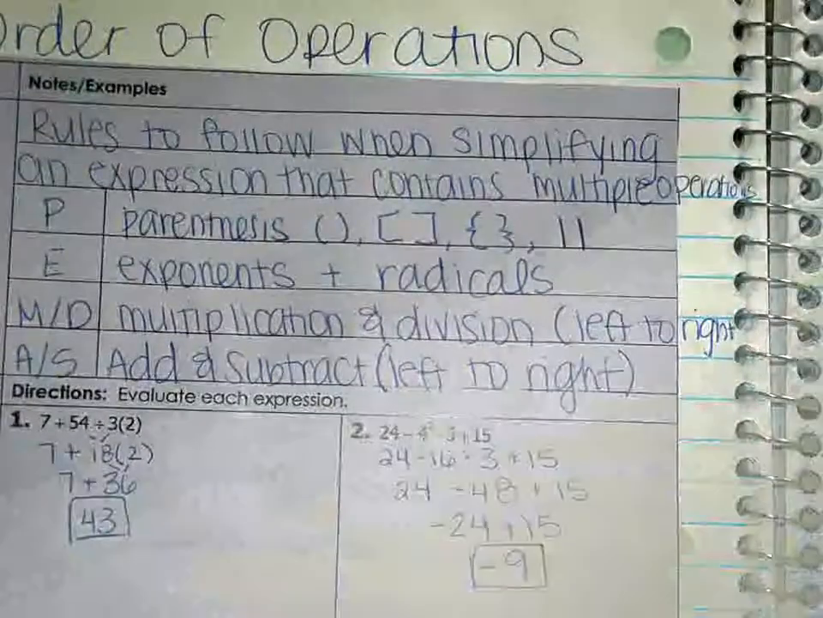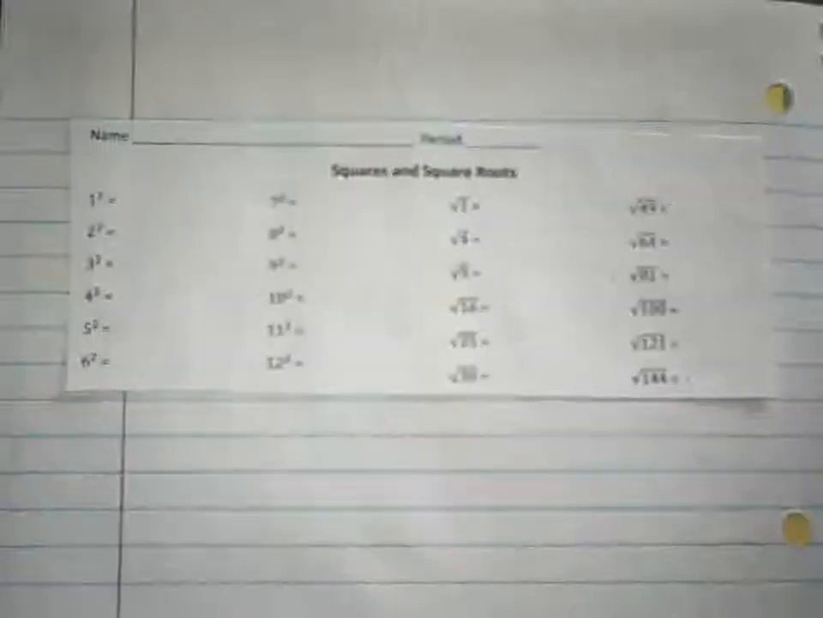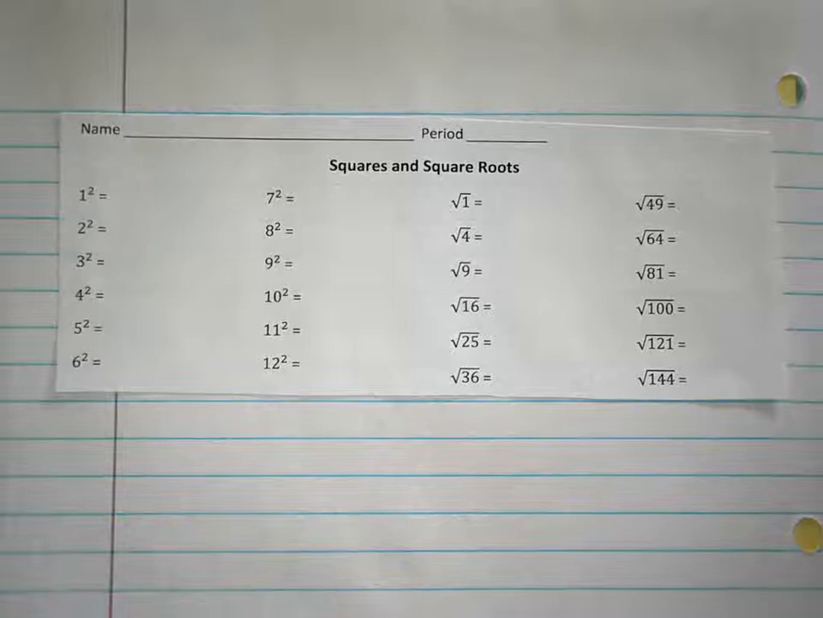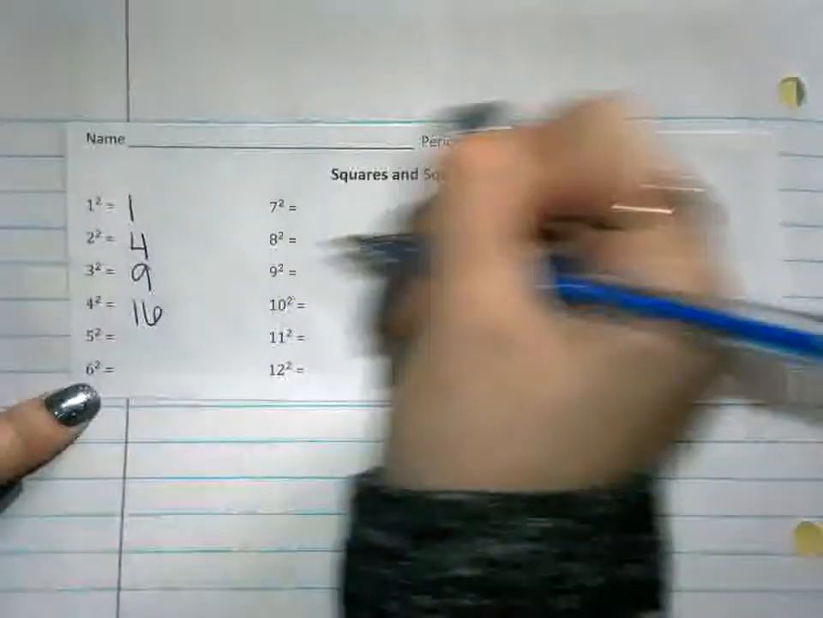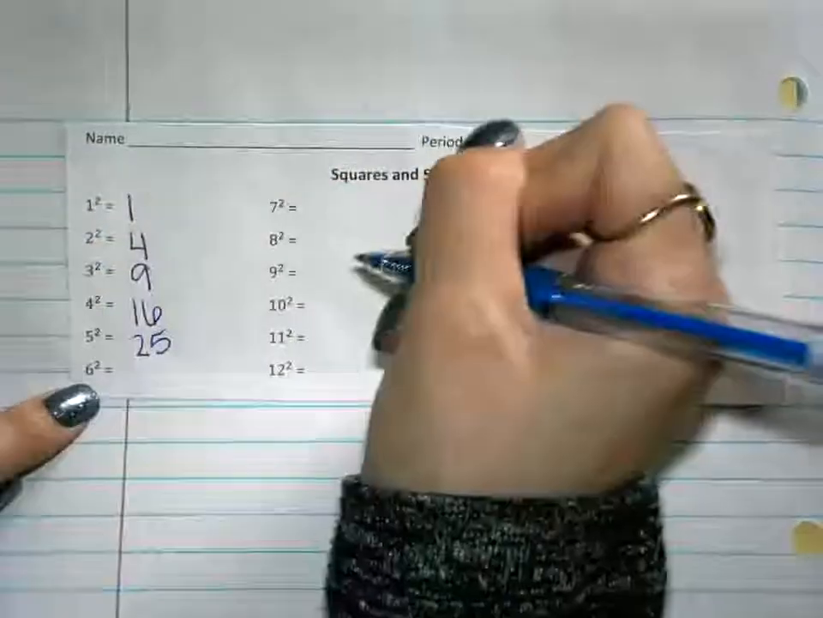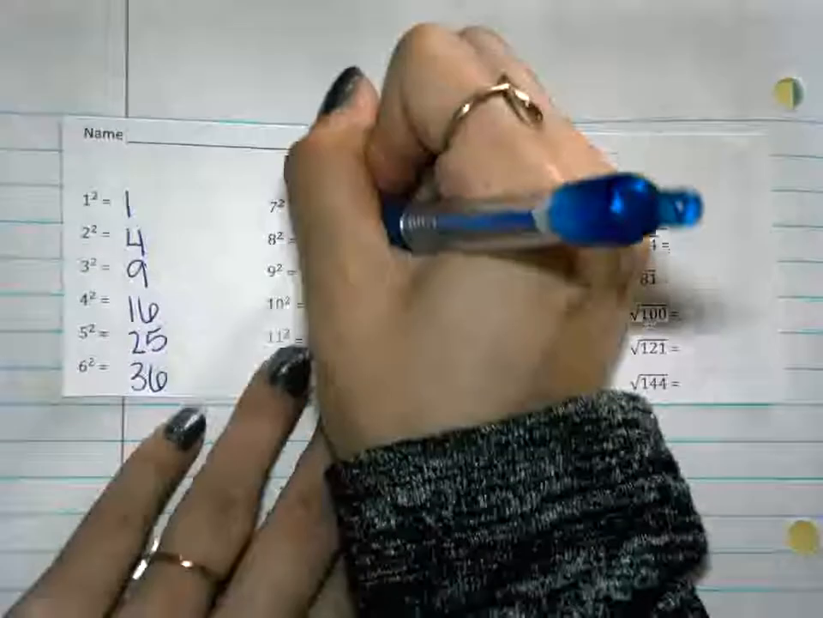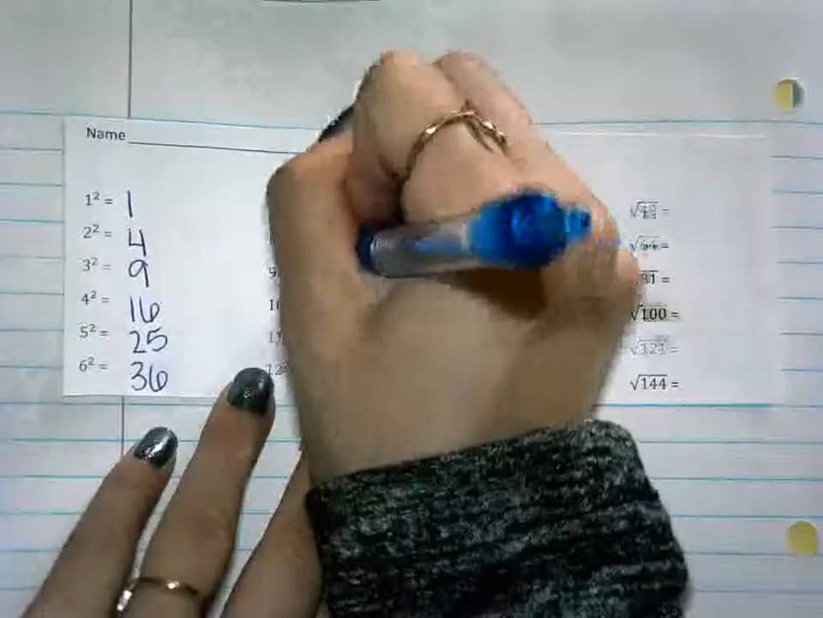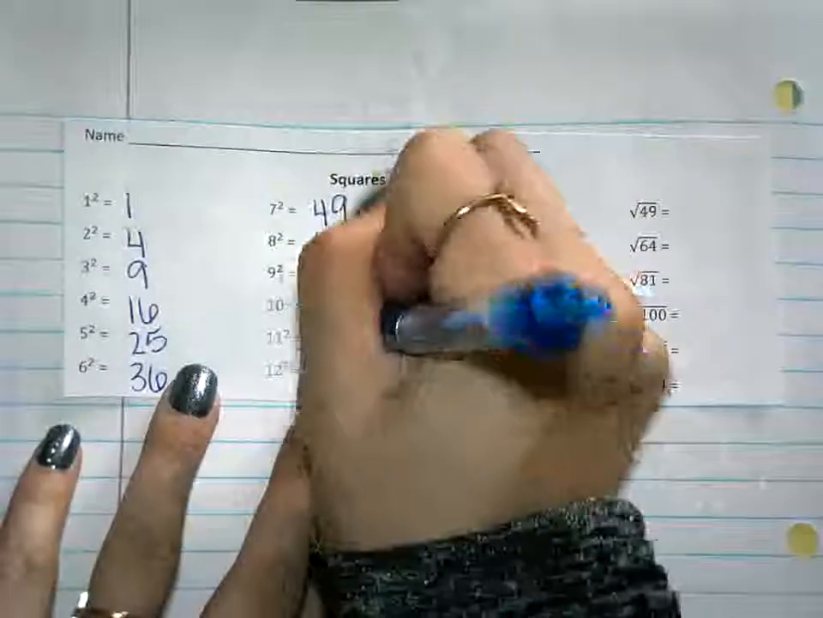So let's go to that white sheet of paper that we glued into our notebook. Your squares and square roots page. And we need to fill this in. What's 1 squared, everyone? What's 2 squared? 4. 3 squared? 9. 4 squared? 16. 5 squared? 25. 6 squared? 36. 7 squared? 49. 8 squared? 64. 9 squared? 81. 10 squared? 100. 11 squared? 121. 12 squared? 144.